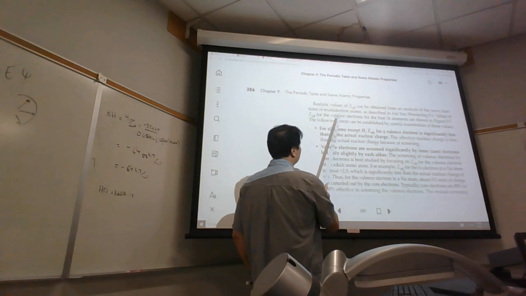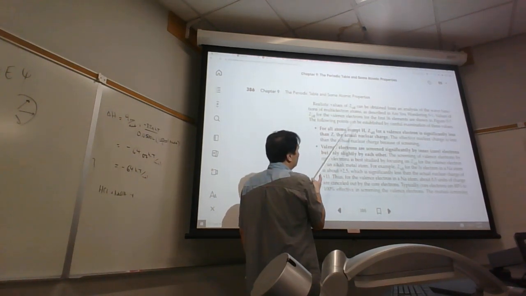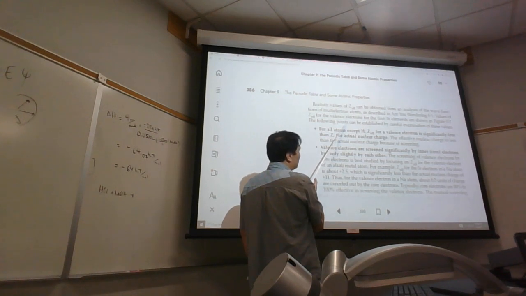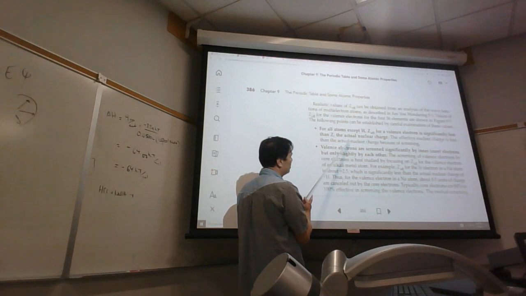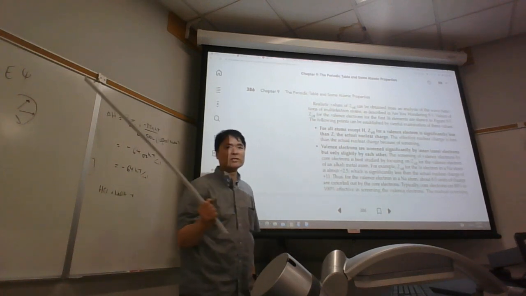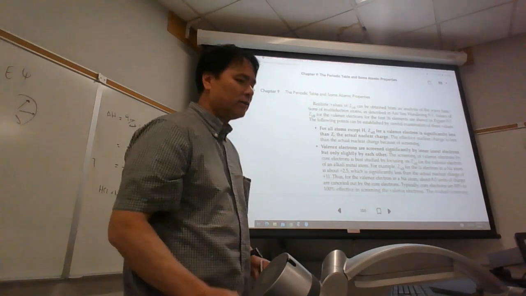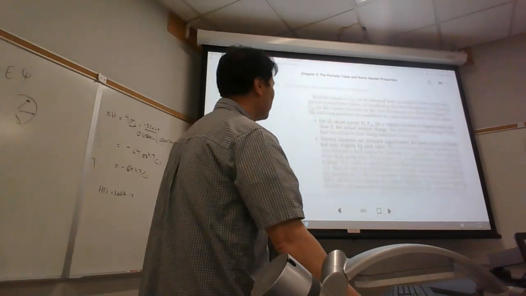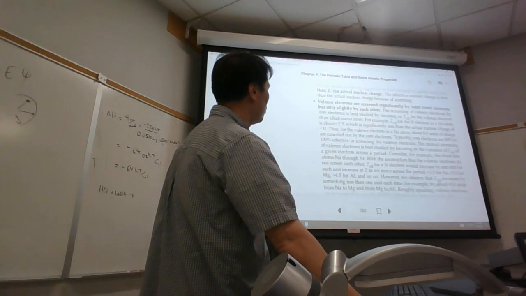Realistic values of Z effective can be obtained from analysis of wave functions. In other words, we can do quantum mechanics. But calculating quantum mechanics is very difficult. Solving the Schrödinger equation is not easy. So we have something more qualitative versus something that's more quantitative.